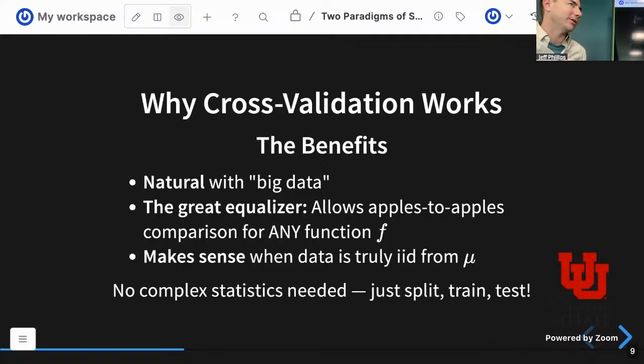Yeah, and it makes sense if your data is truly IID from this distribution, right? Because it means that both your training set and your evaluation set are random samples from this distribution and can be used to learn the principles going on here. But again, we don't need any complex statistics. It just works, right? Okay.